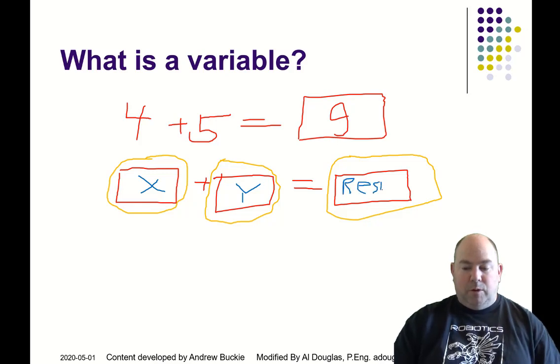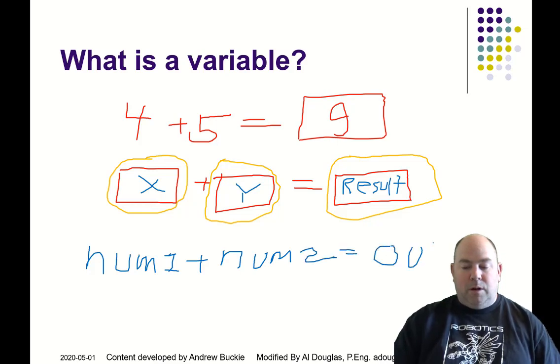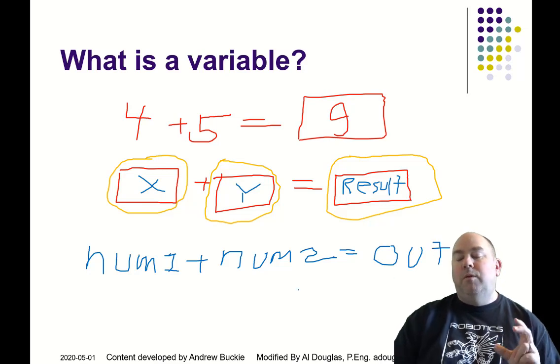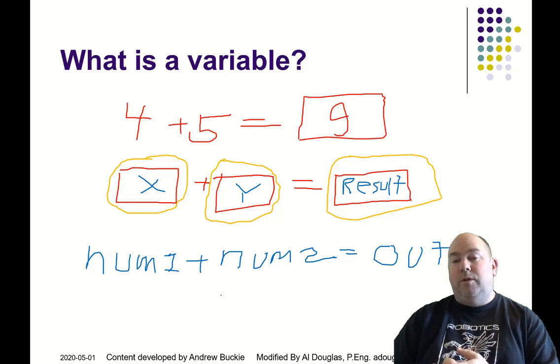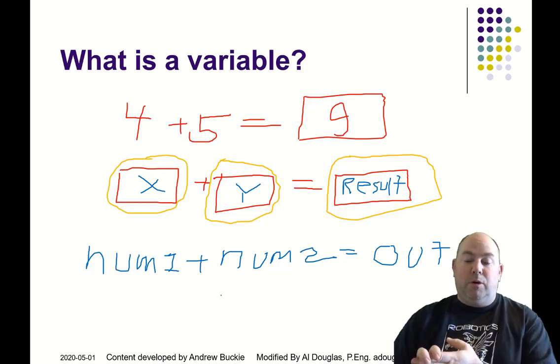Variables, you can name them however you want. There's a couple of rules you need to follow, but you could do that, or you could say number 1 plus number 2 equals the output. Whatever you want to do, but basically you need to say we're going to have a number plus another number. It's going to give us an output.